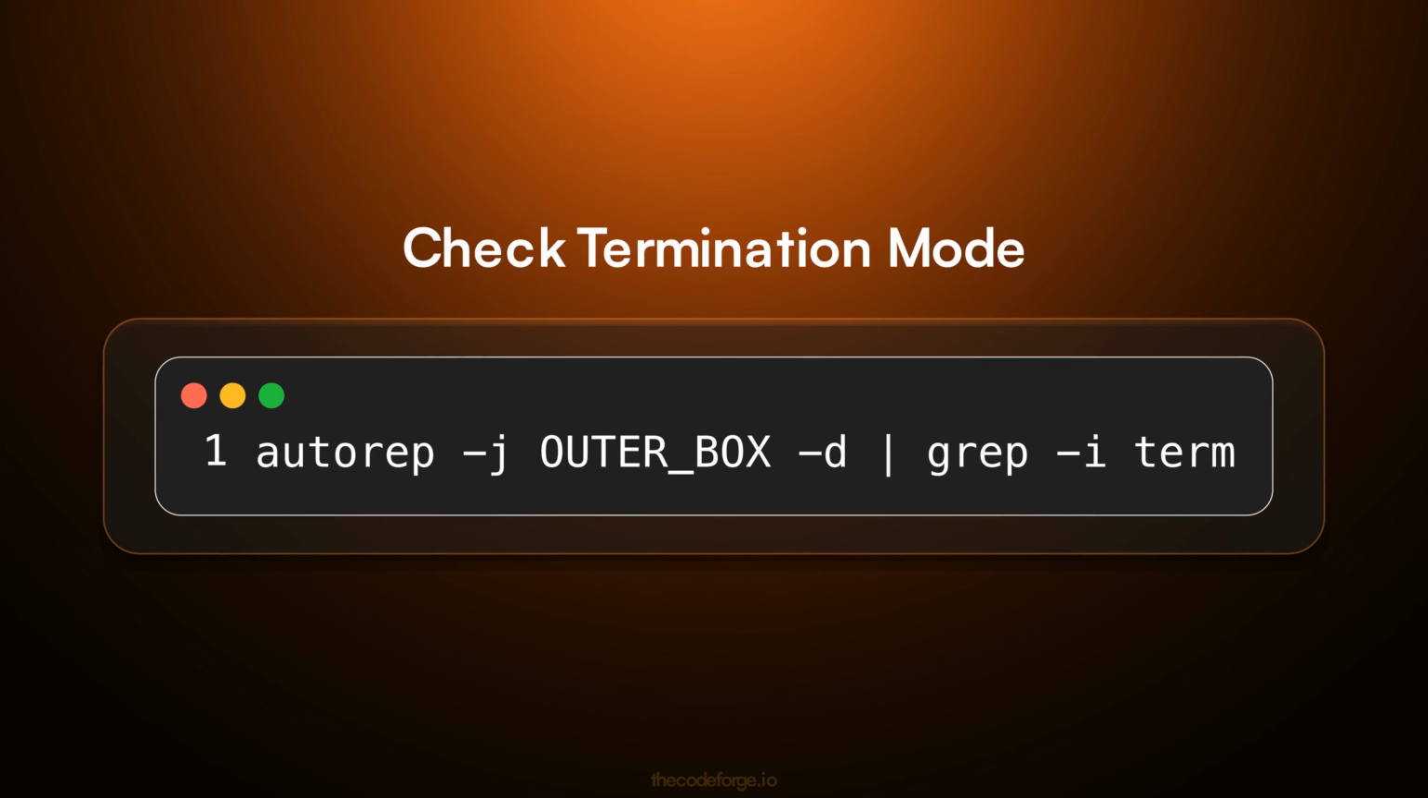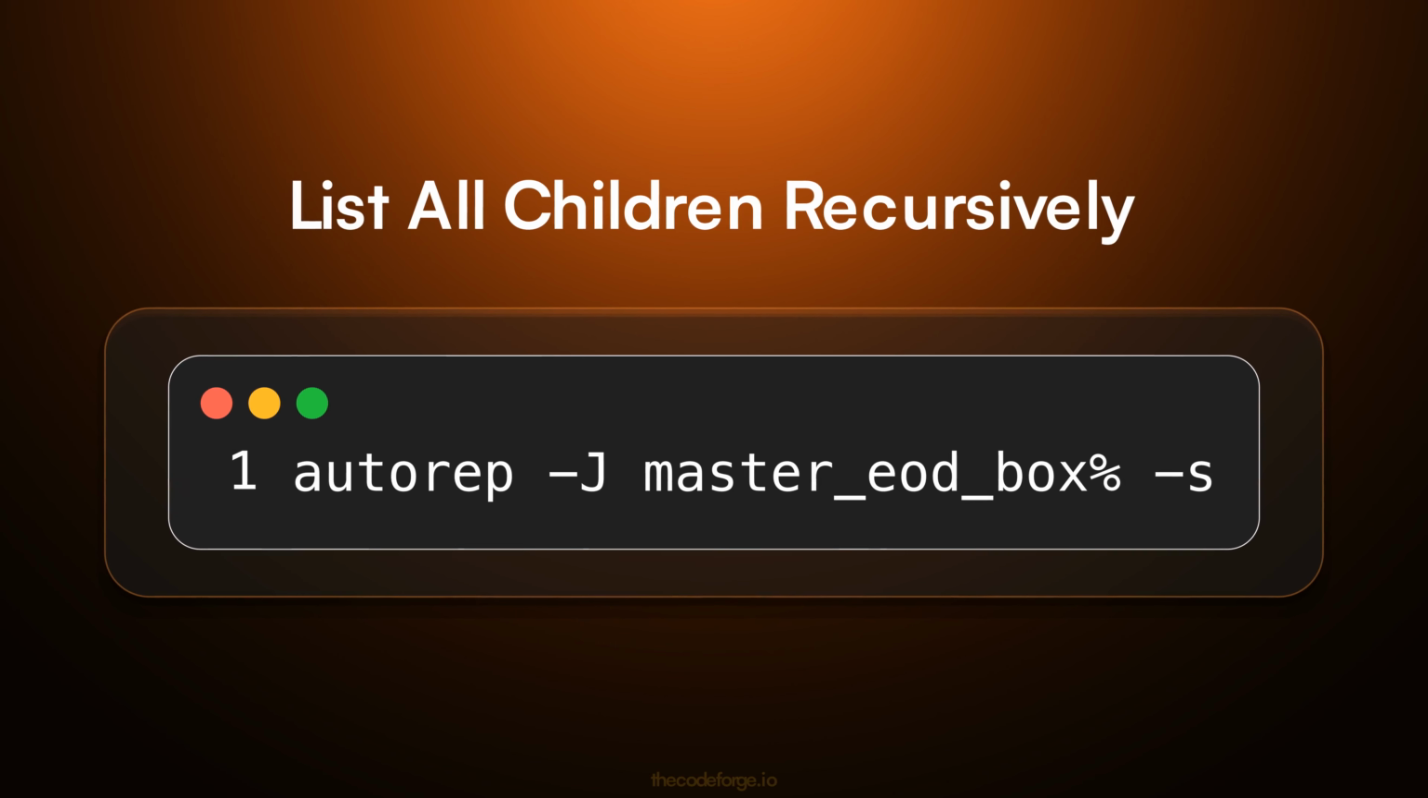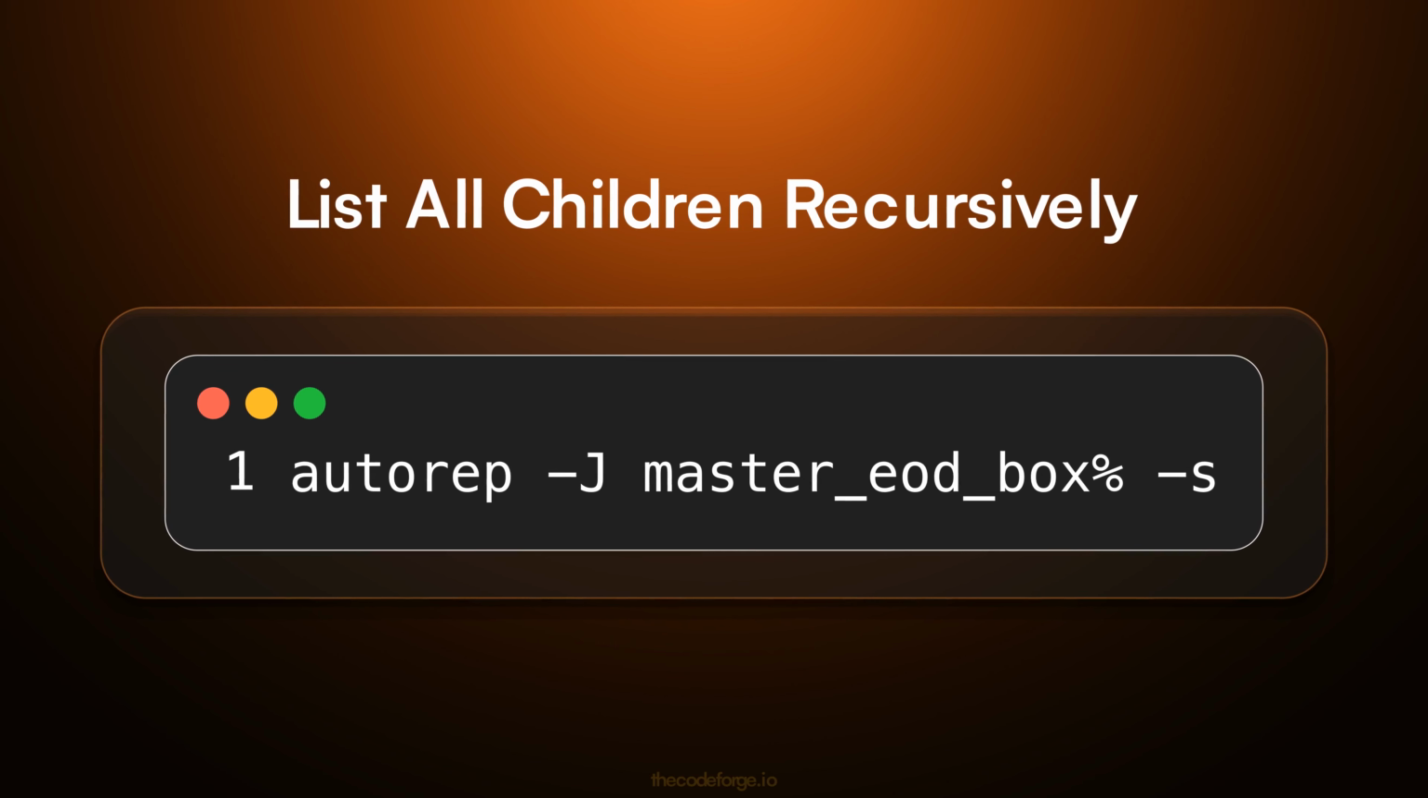Use autorep -j box_name -d | grep -i term to see the current box termination setting. If it shows default, child jobs will keep running after the box fails, a common production trap. To see every job inside nested boxes, use autorep -j box_name%s, which lists all children recursively with their status. This helps find the root cause of a failure deep in the hierarchy.